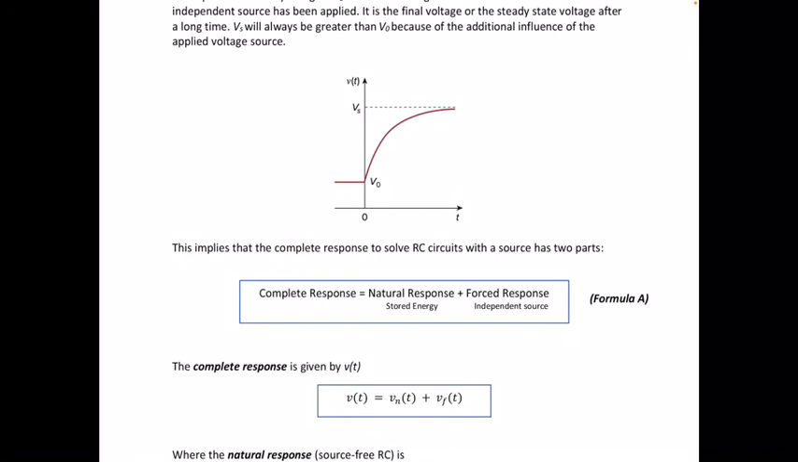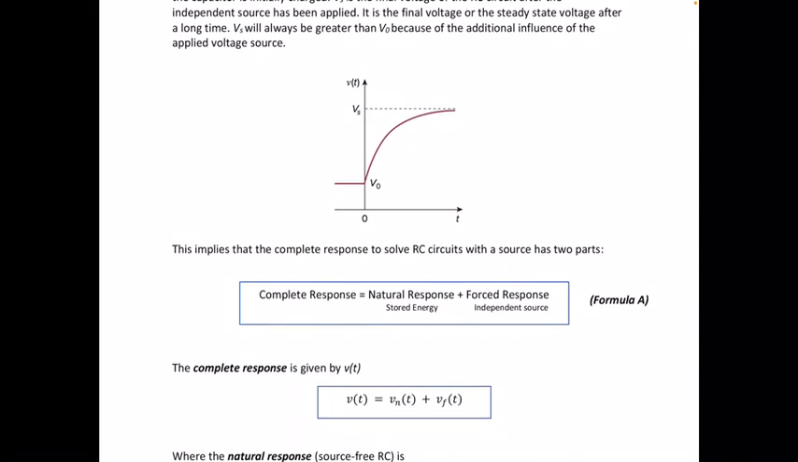So the first part is the natural response of the circuit without the influence of the independent source. The natural response that we are talking about is the intrinsic behavior of the RC circuit as if it is source free. So the complete response is comprised of the natural response, and this time has the addition of the forced response, which is the response that is brought about by the independent source.